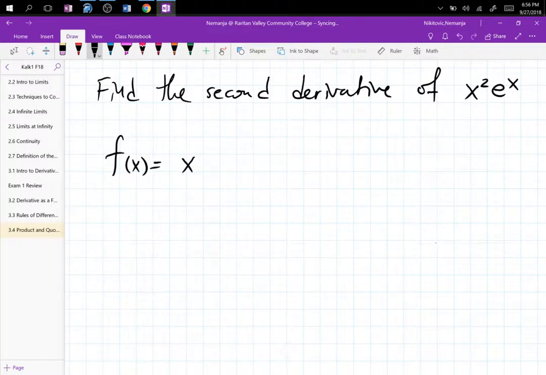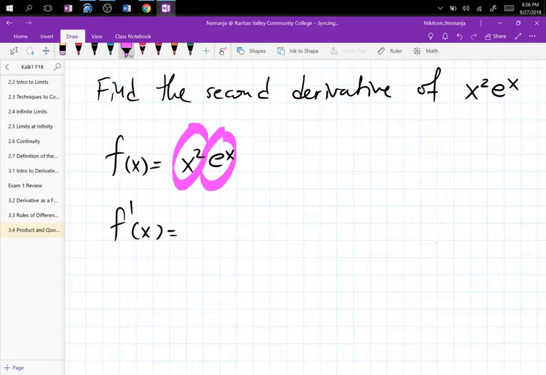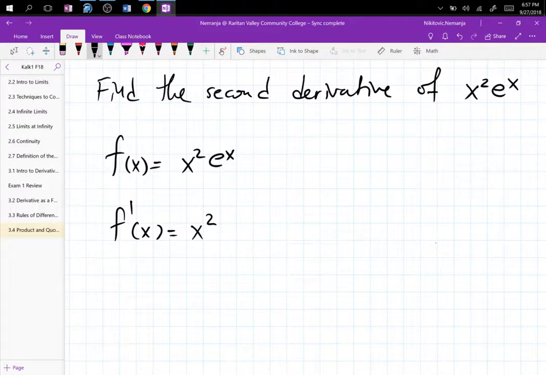So I'll write the function x squared e to the x, and the first derivative f prime. Note that I'm not using Leibniz notation now. I could. I'm just going to use f prime and f double prime. So f prime is a product rule, right? Because we have two distinct functions. I have a function f and a function g. So copy the first one, which is x squared, times the derivative of the second one, which is e to the x, plus copy e to the x, times the derivative of the first, which is 2x.